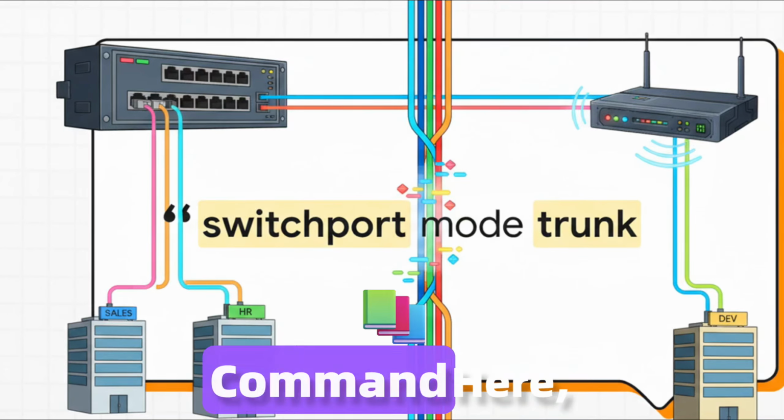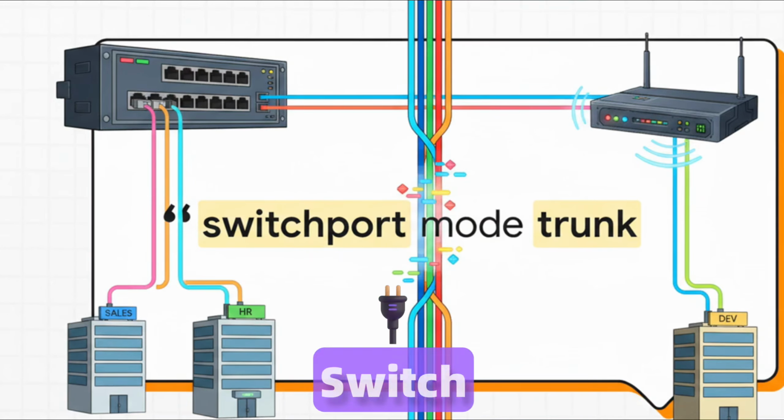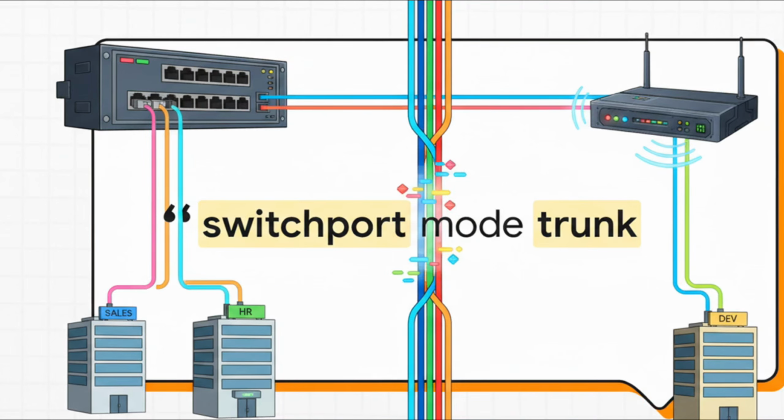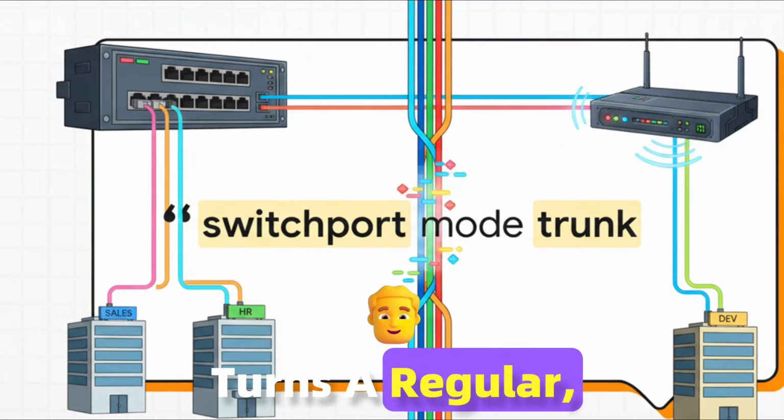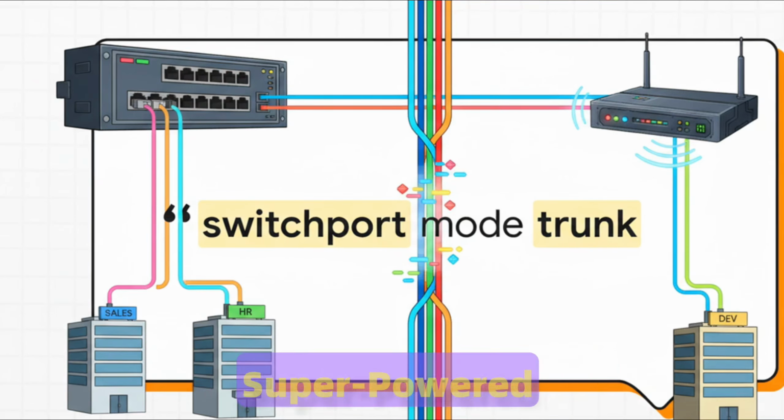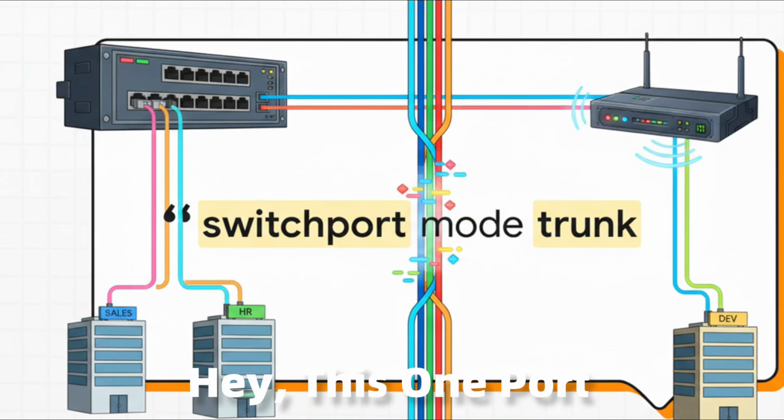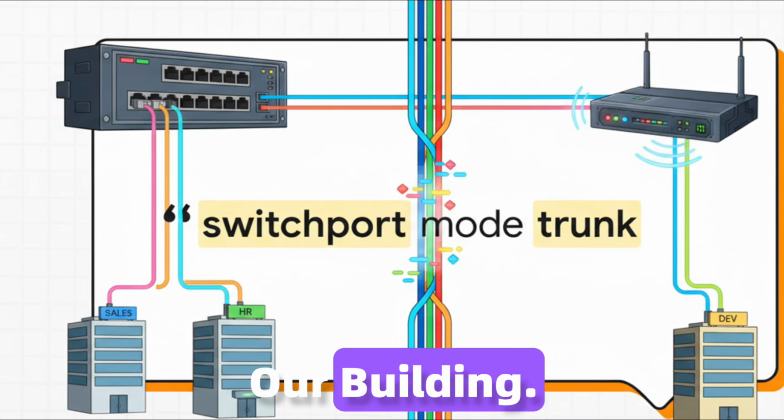And the magic command here? It's this one, switchport mode trunk. This is the line that turns a regular, boring port into that super-powered elevator we talked about. It's telling the switch, hey, this one port that connects to the router, it's not for just one team. It has to be able to handle traffic for every single floor in our building.